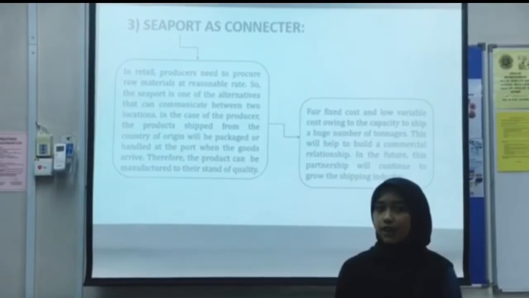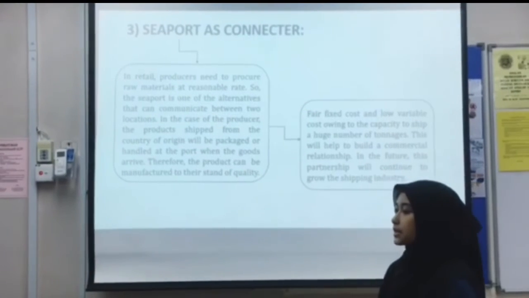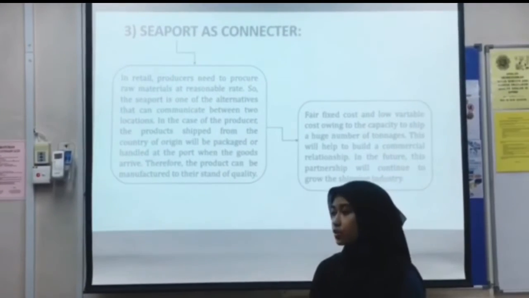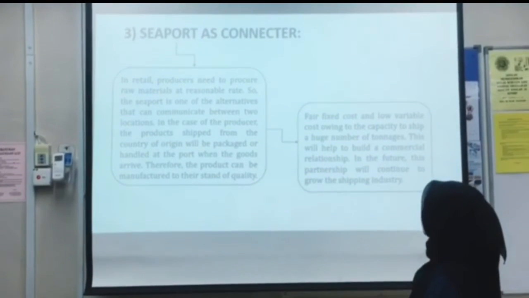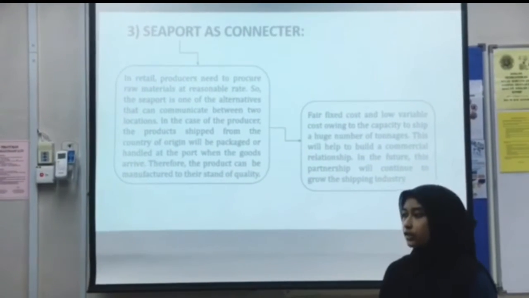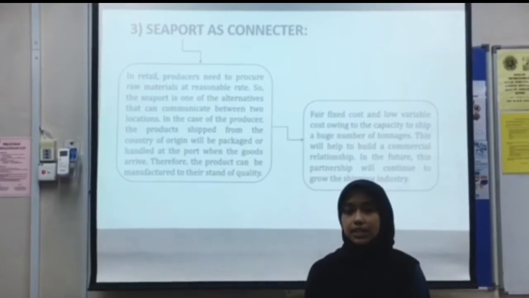Next is fair fixed cost and low variable cost, owing to the capacity to ship a huge amount of tonnage. This will help build commercial relationships. In the future, this partnership will continue to grow the shipping industry.